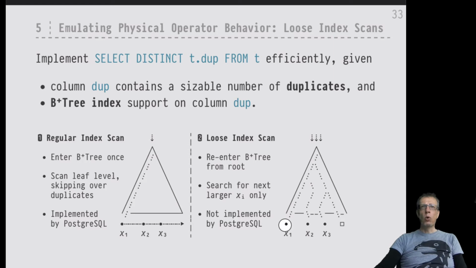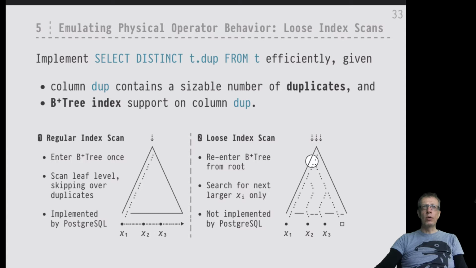All right. What we will do now is use that x1 value, output it into the result, and then use it as a search criterion to re-enter the B plus tree at the top and look for any t.dub value that is strictly larger than x1. This is exactly what a search tree can do for us. We will enter the tree here.